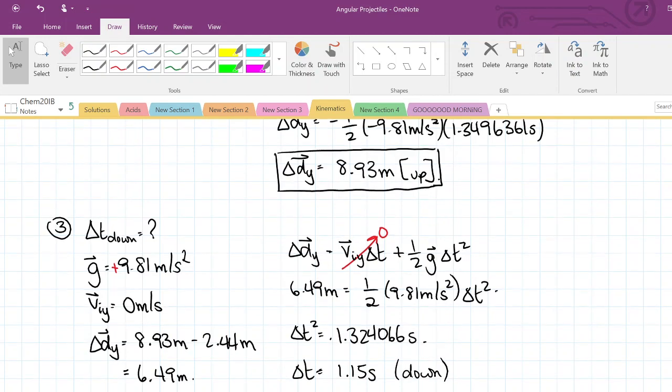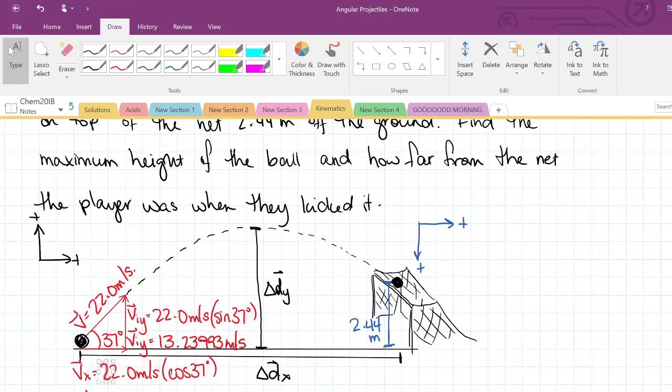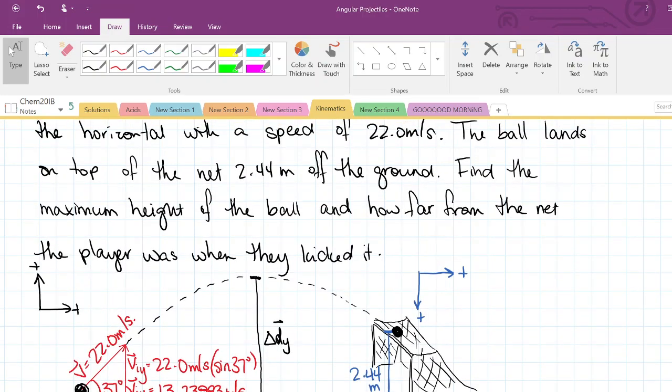And the reason I want to do this is because the second part that the question asked me is how far from the net was the player when he kicked the ball. So if I'm going to figure out this range, this distance in the x direction, I need to know the total time that the ball is in the air, because that time is what links my y direction to my x direction.